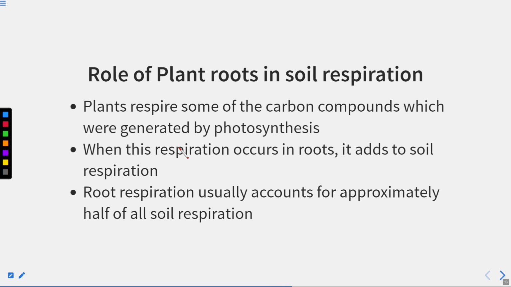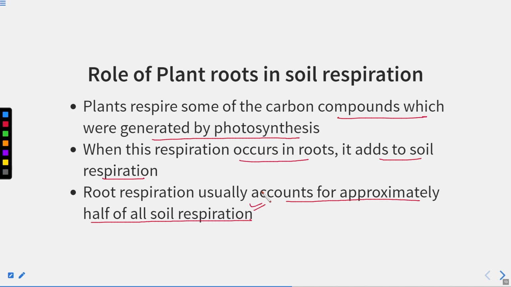Role of plant's root in the soil respiration. The plant respires some of the carbon compounds which were generated by photosynthesis. When this respiration occurs in the root, it adds to soil respiration. Root respiration usually accounts for approximately half of the soil respiration. So whatever respiration is done by the plants, root respiration generally takes half of it.